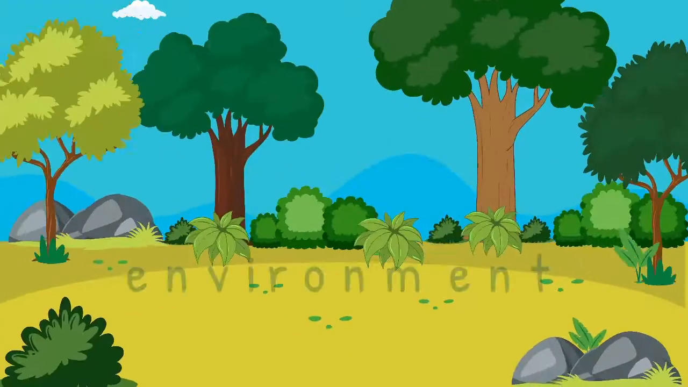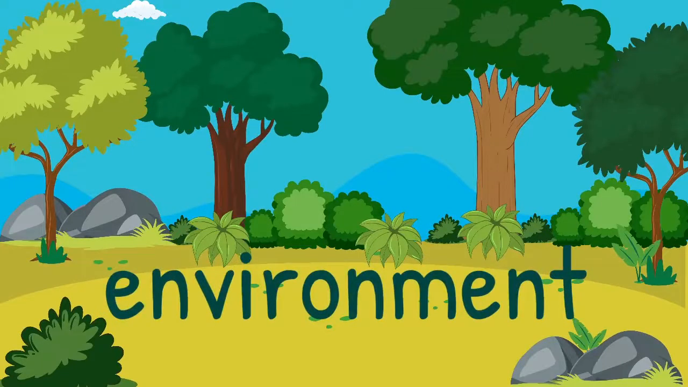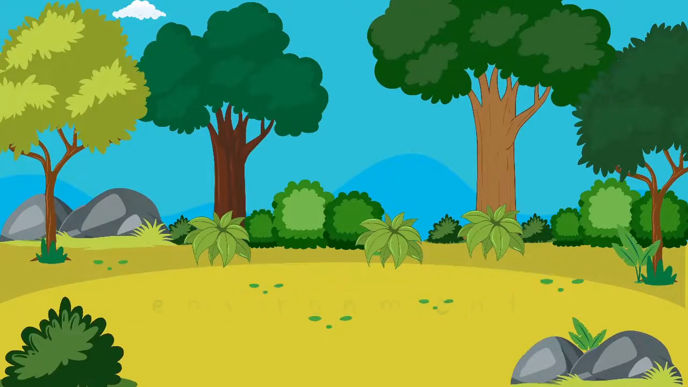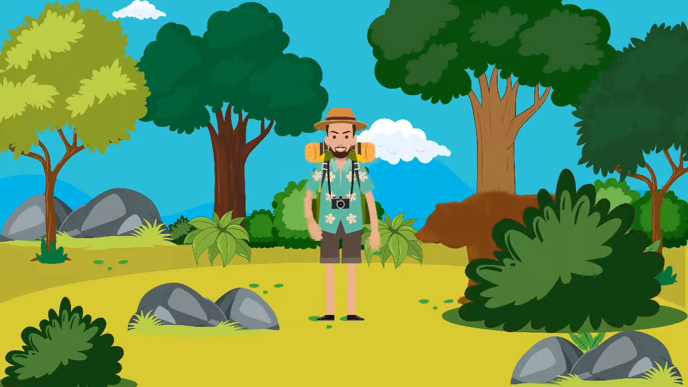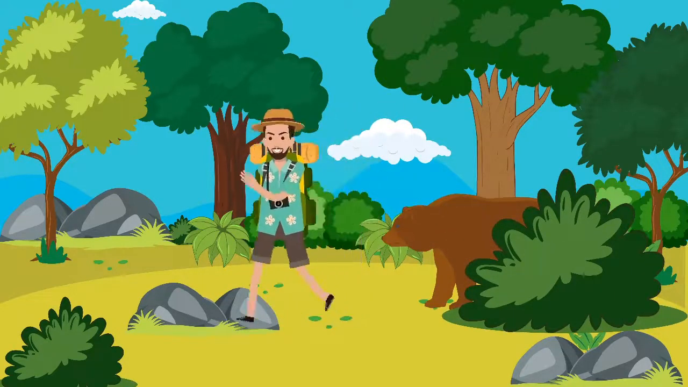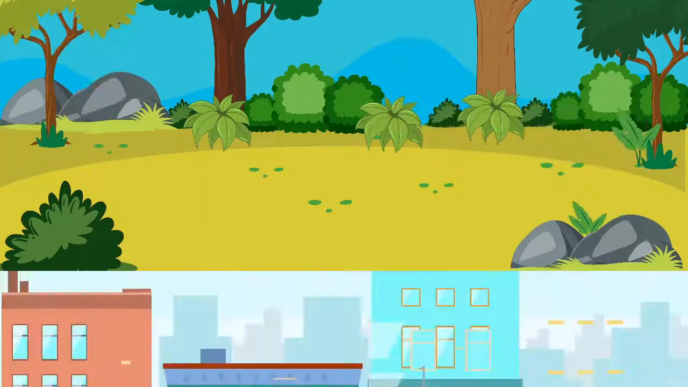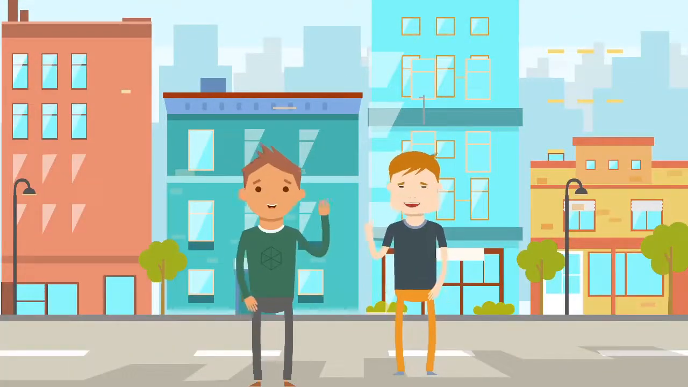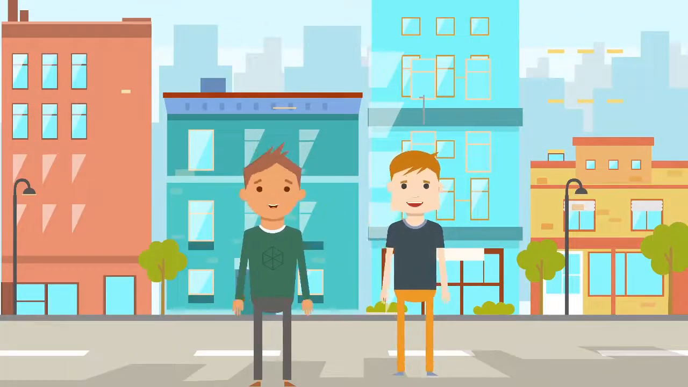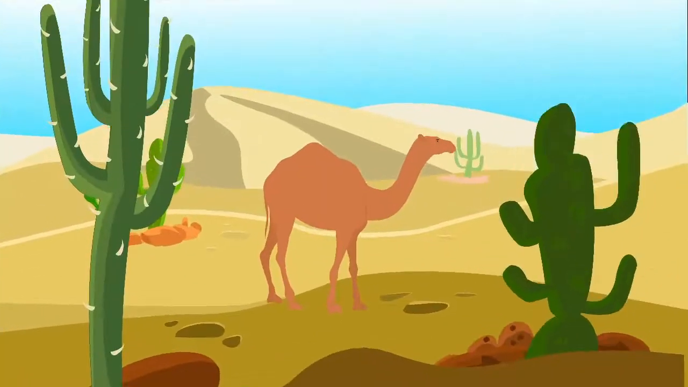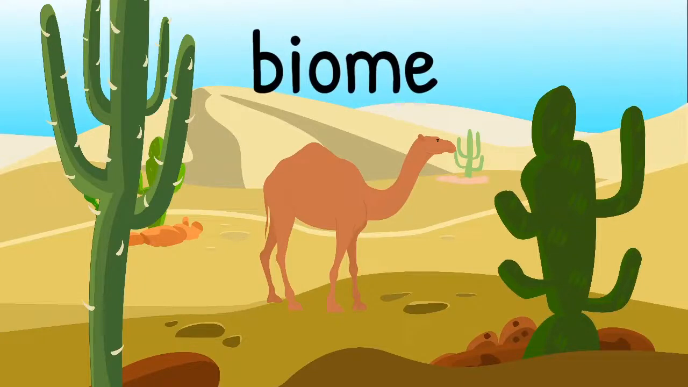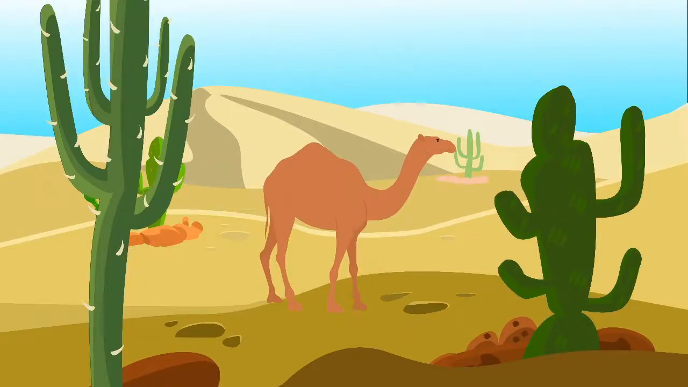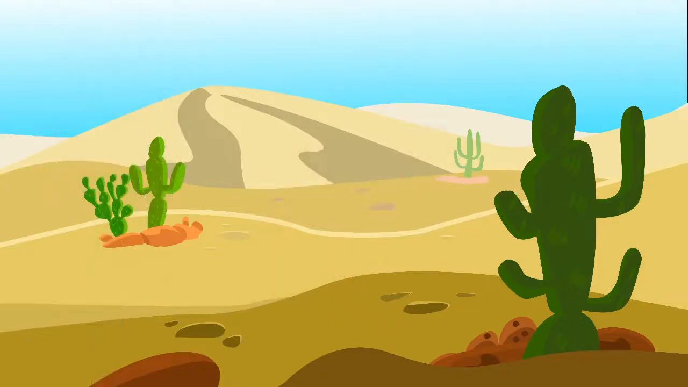We're all familiar with the word environment, but what does it mean exactly? The environment is everything around us and includes all the natural living and non-living things in a given place. An environment can be small like your neighborhood and everything in it, or big, like an area of land known as a biome.